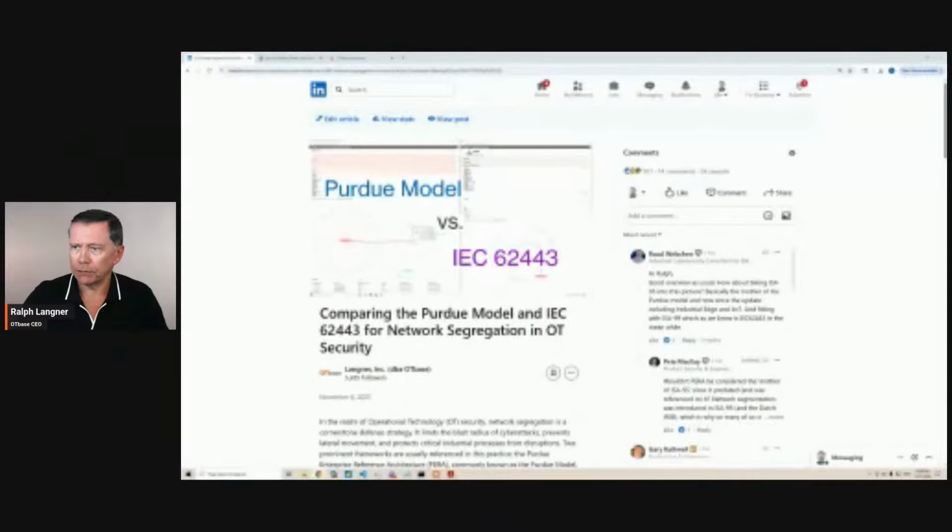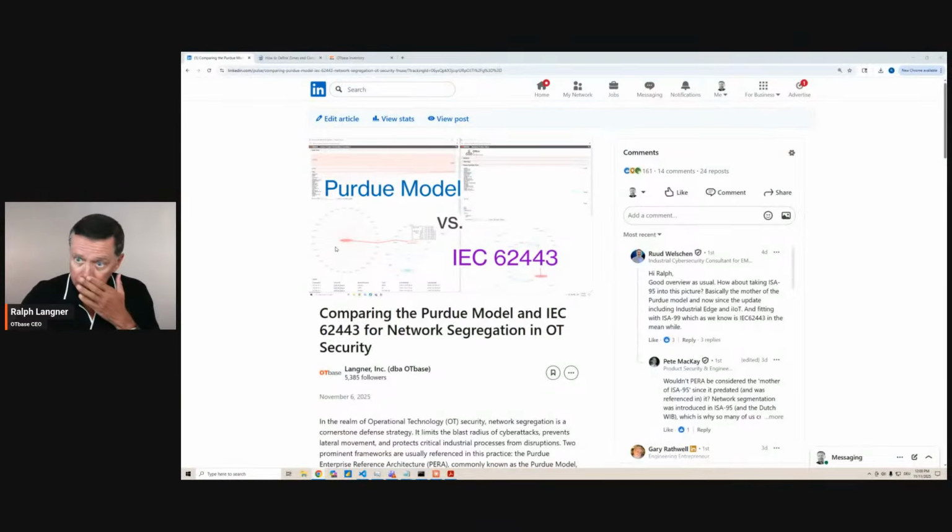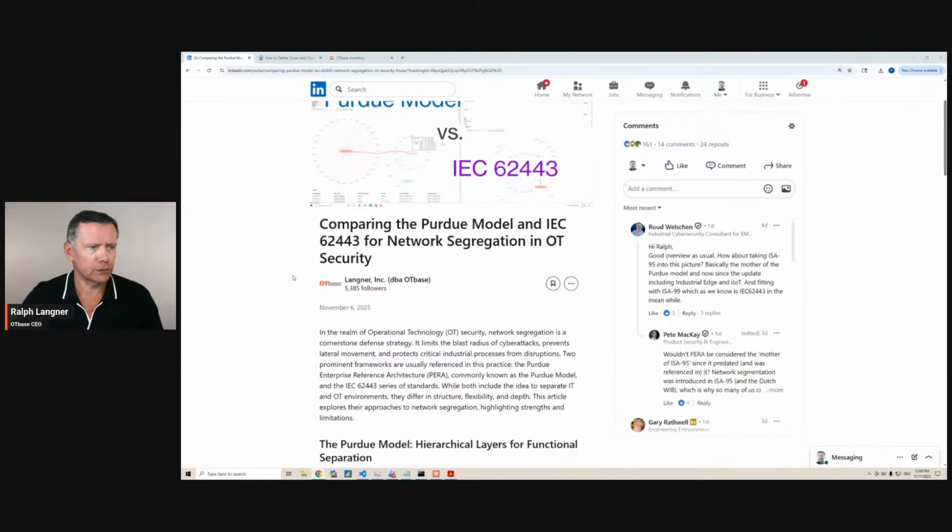Today we are going to compare the Purdue model against IEC 62443. And just in case you haven't seen it, just recently we published an article on this topic on LinkedIn, and I think you can also find it on our blog and on X, comparing the Purdue model and IEC 62443 for network segregation in OT security.